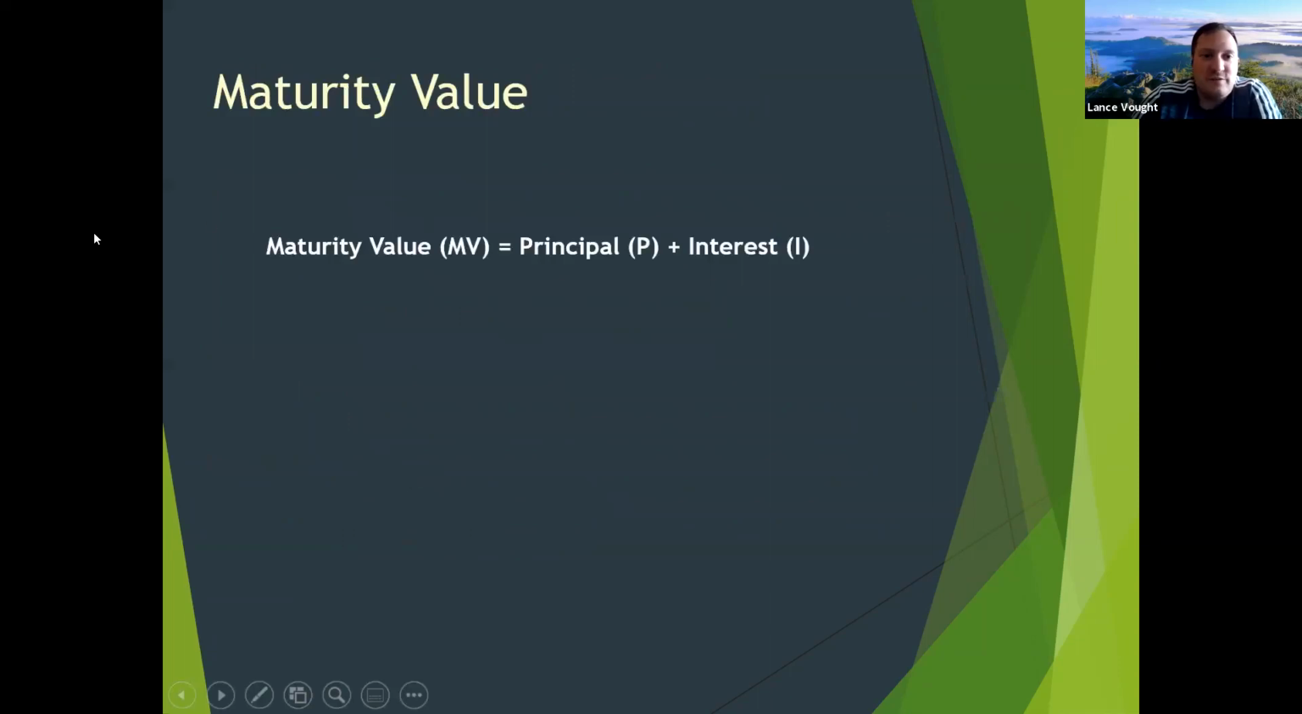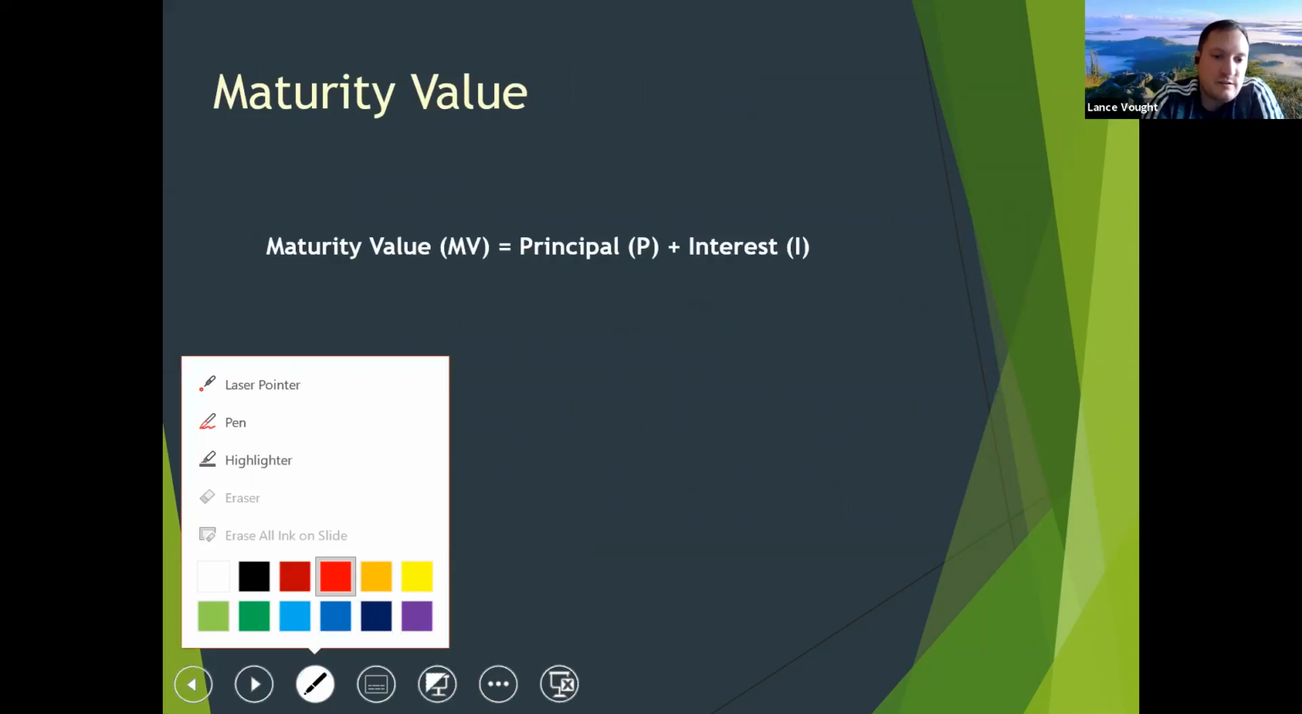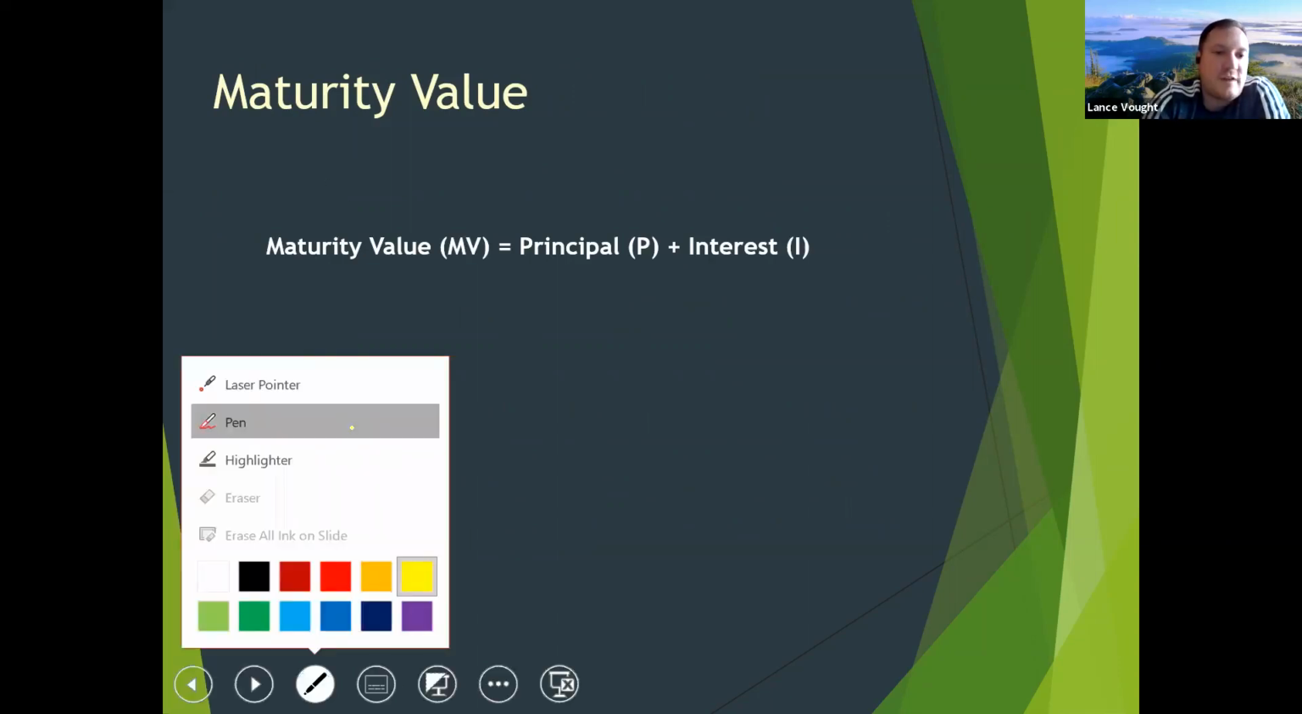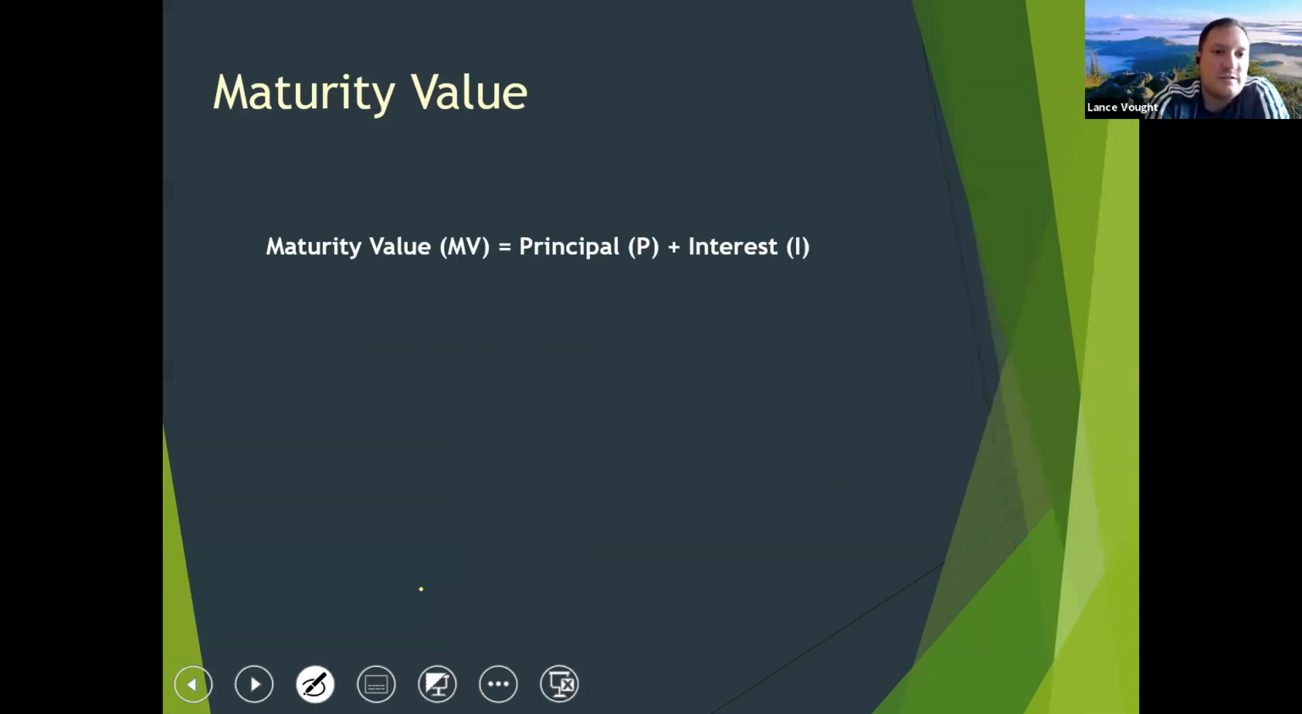So maturity value. As I mentioned before, when we talk about maturity, we're basically saying the day it's due or the final total. So this is the total amount paid, and maturity usually means when the final payment is made.